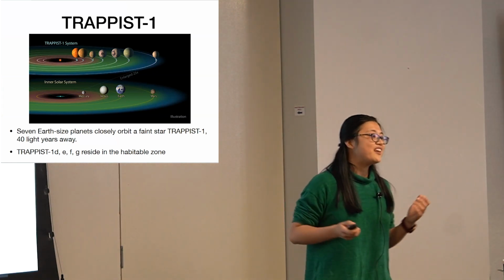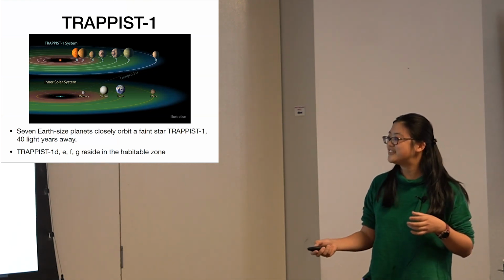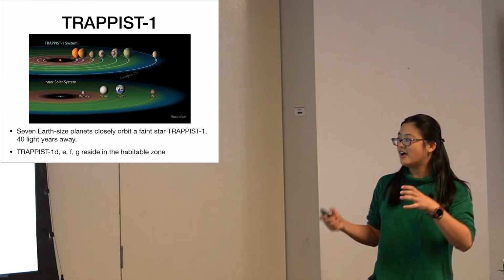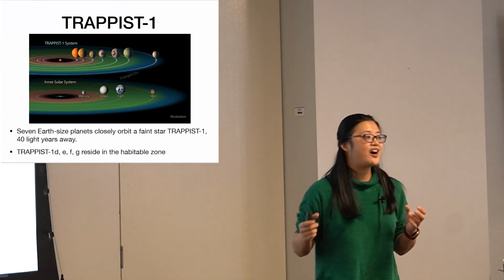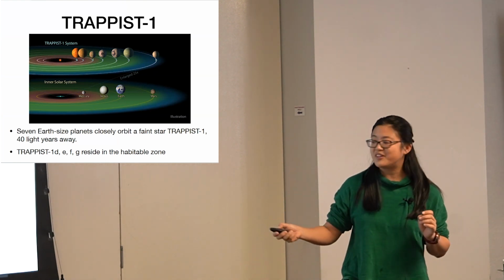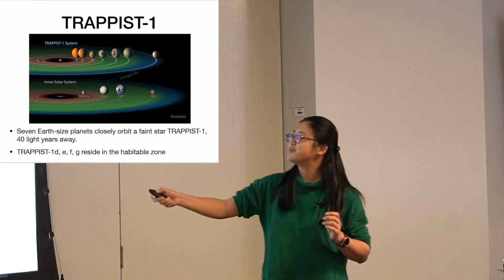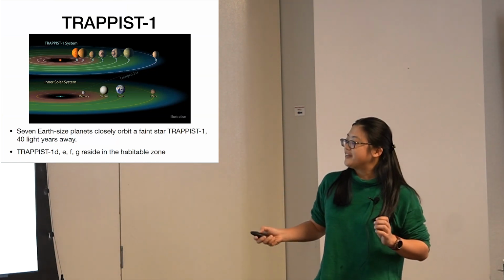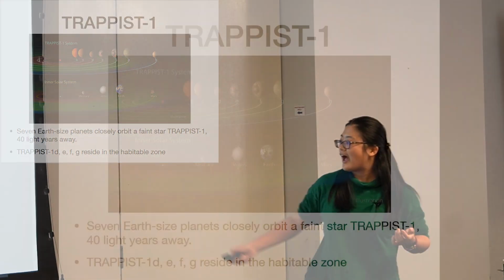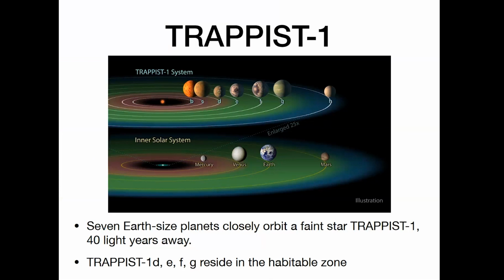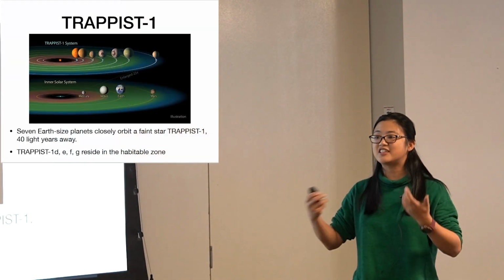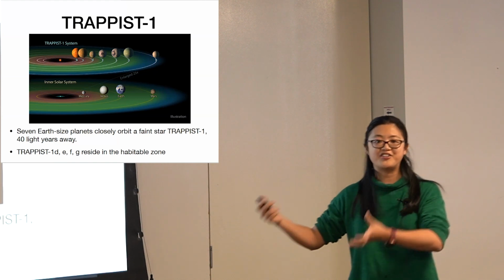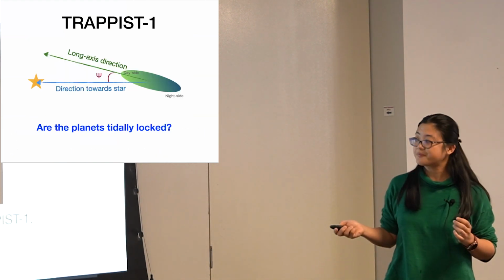TRAPPIST-1 is a planetary system that has seven Earth-like planets closely orbiting a very small star very close to us, 40 light years away. So this is the so-called miniature solar system. It has a similar number of planets inside this planetary system. And very interestingly, this planetary system has three to four planets residing in the habitable zone, depending on how you define the habitable zone. And this planetary system is very close to us, so it allows a lot of follow-up observations to characterize the planetary system in detail.